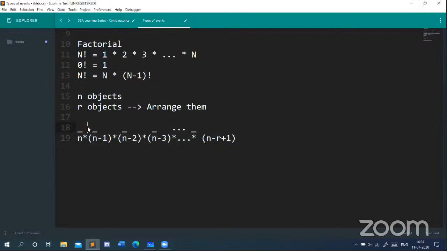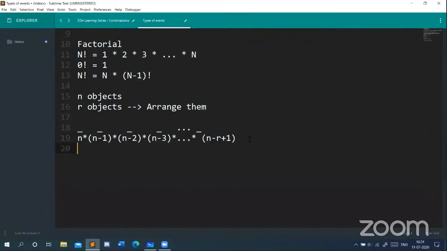So for the first blank, it's n. For the second blank, it's n minus 1. For the third blank, it's n minus 2. So whatever we're subtracting is 1 less than what blank it is. So this is n minus 0, n minus 1, n minus 2, n minus 3, and so on, so n minus r plus 1 for the last. If you just try it with a few examples, you get an idea of this. I really encourage you to do that.